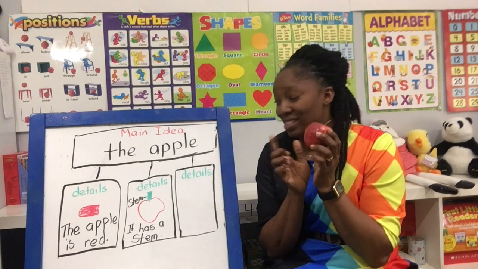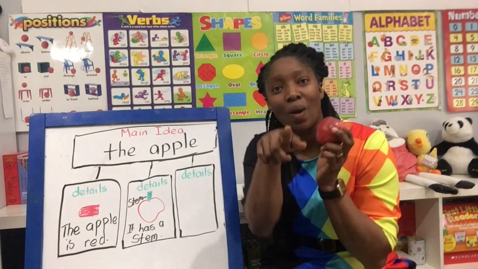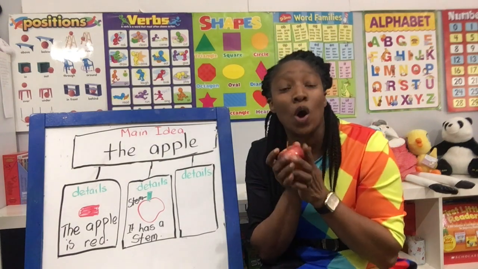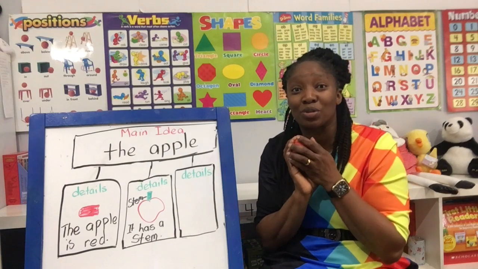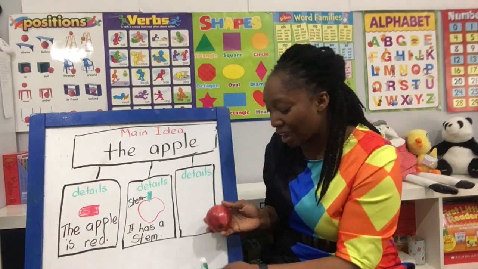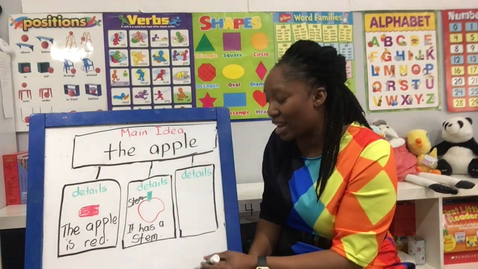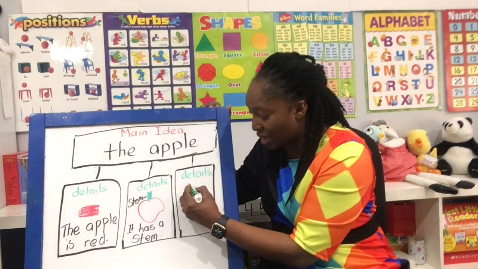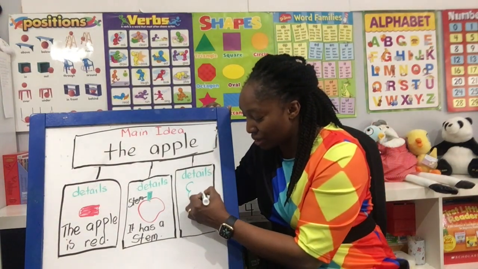Oh, yes, that it's white inside. Oh, I heard somebody else. Yes, that it also grows on a tree. Very good. So that could be my last detail. It could be that it grows on a tree. And I could have a tree.